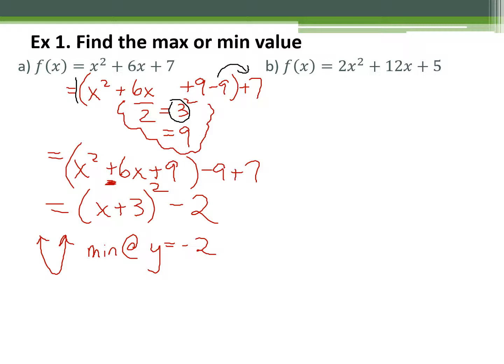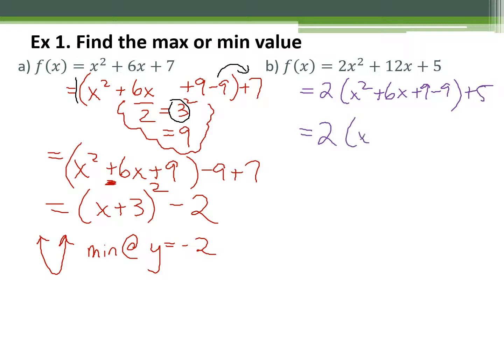For b, this time we have an a value, so we're going to common factor that out of just the first two terms only. So 2 times (x squared plus 6x). Again, I'm not writing this step over here as I did in the first one. I'm just going to assume that you know it. If you don't, then maybe write it like that. But at this point, you have to remember two words: half it, square it. Half of 6 is 3. 3 squared is 9. So plus 9 minus 9, and then we have our plus 5 on the back end.